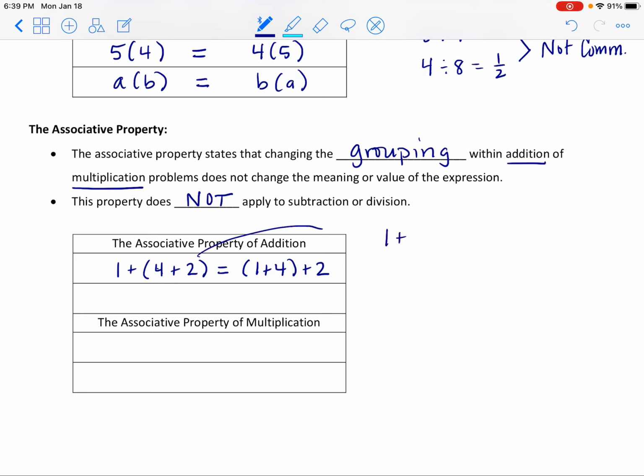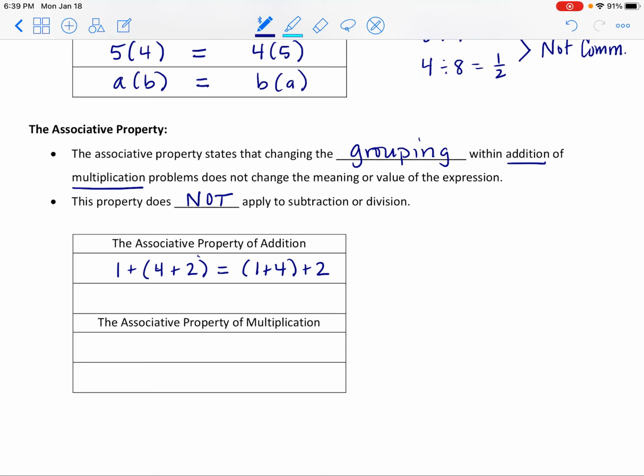If I have 1 plus 4 plus 2, inside of the parentheses, 4 plus 2 makes 6. So if I do the parentheses to get 6, and then I add the 1 on the outside, I get 7. So if I change the grouping, that would tell me to do the 1 plus 4 first, which would give me 5. Well, then if I go and add the 2, well, I still get 7, okay? So it is not changed. Even though I change the grouping, I get the same answer.